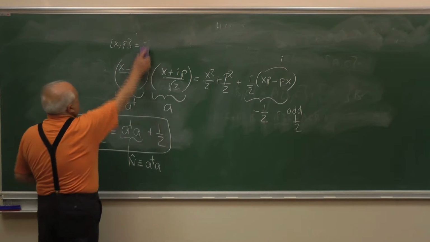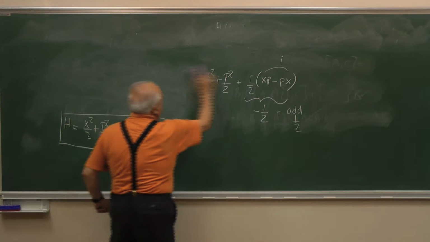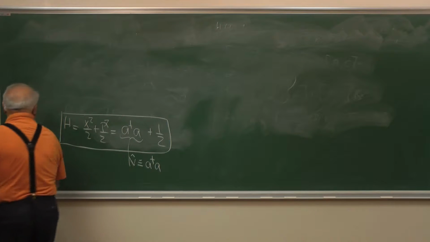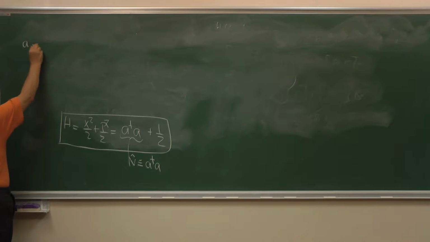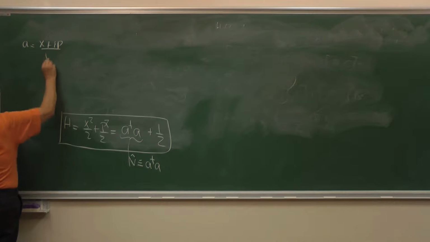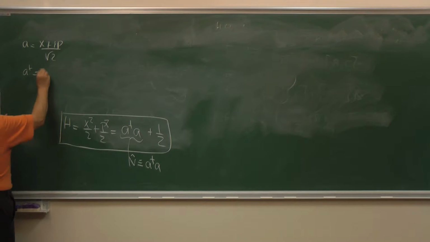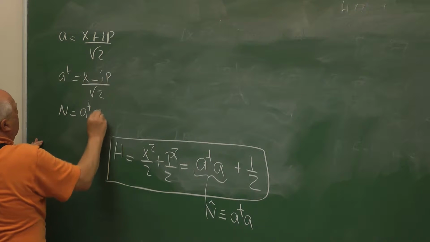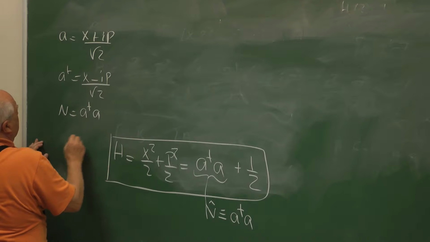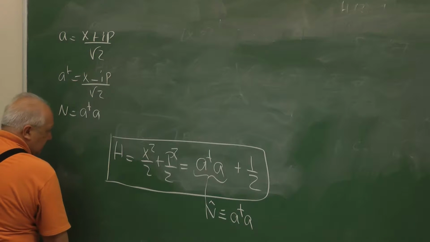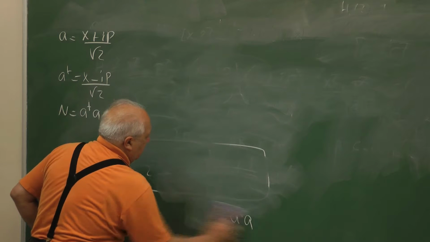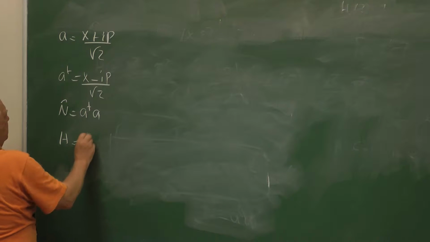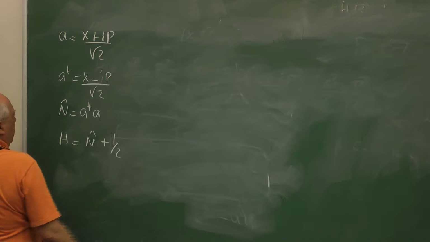This is A dagger. I'm erasing everything. Let me write here. A is equal to (x plus IP) over root 2. A dagger is equal to (x minus IP) over root 2. N is equal to A dagger A. And let me just write this: the H operator is n plus 1/2.